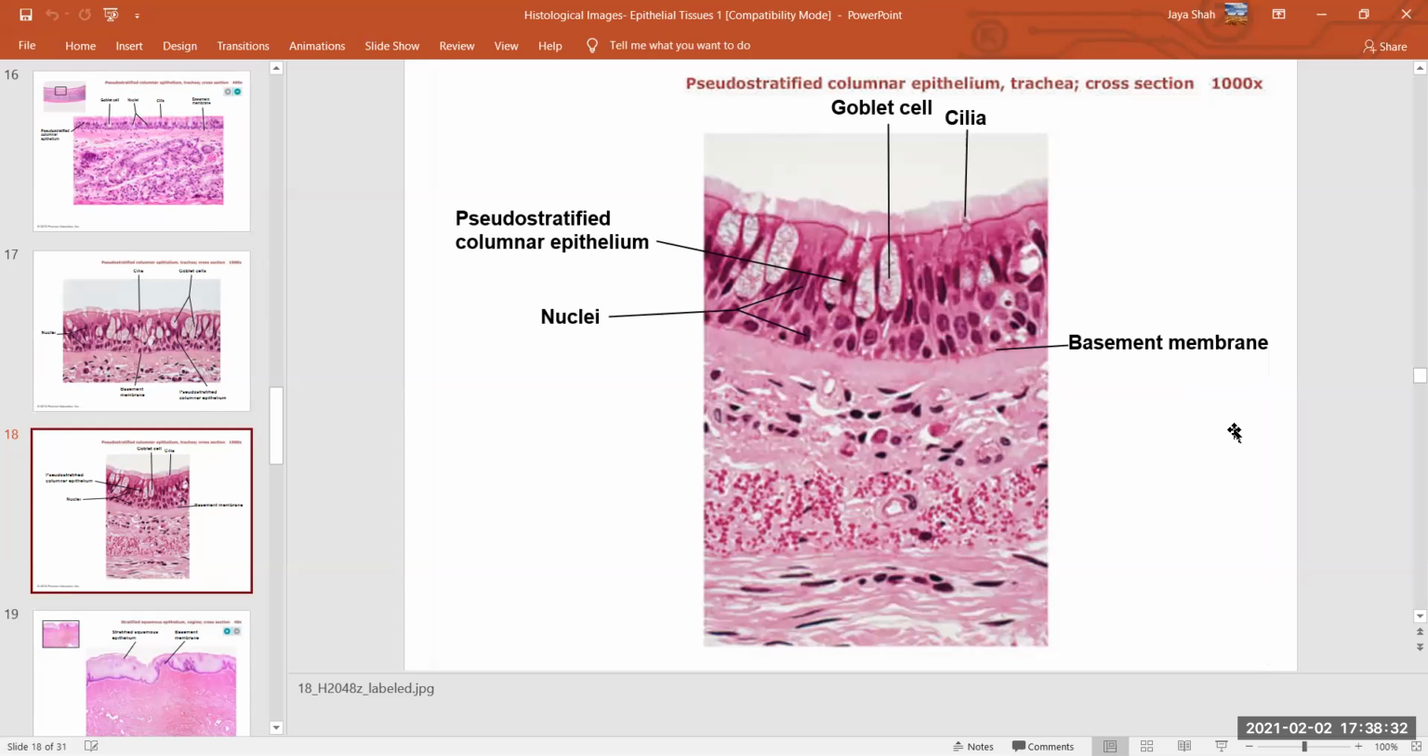Pseudo-stratified, 1000 from the trachea cross section. So you can see all the layers. And then the basement membrane, always look at the basement membrane. The nuclei, columnar cells and cilia.